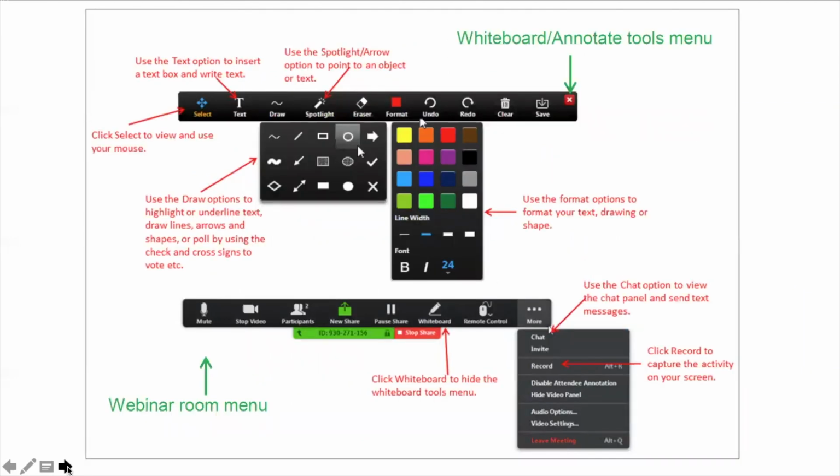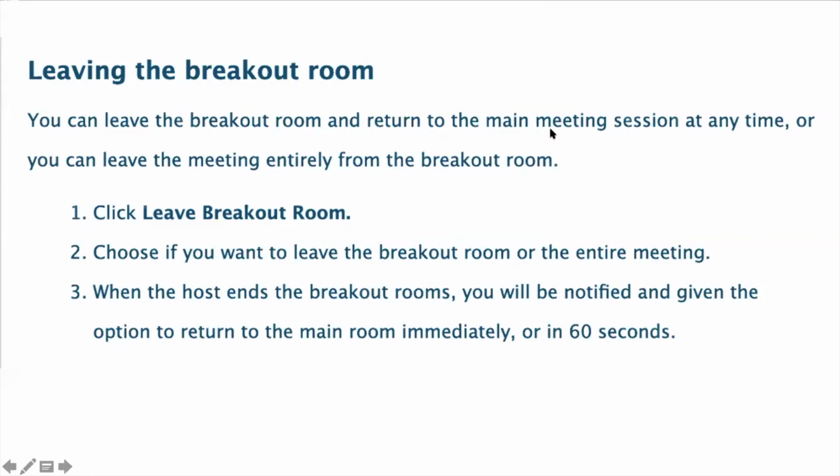While you are using the Annotate Tools menu in a small group, you will still have access to the Webinar Room menu. You can mute and unmute yourself, stop your video. When it is time to leave the breakout room, the host will notify you. There will be an additional minute to finish up the conversations before the host closes the rooms. Make sure to click Leave Breakout Room to get back into the main session.